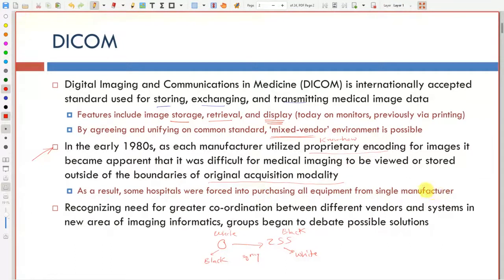Basically, if you wanted a PAC system, the only PAC system that would work with your CT, for example, was the one that came from the same company. Other than that, it was not going to work. So basically, it was very difficult.